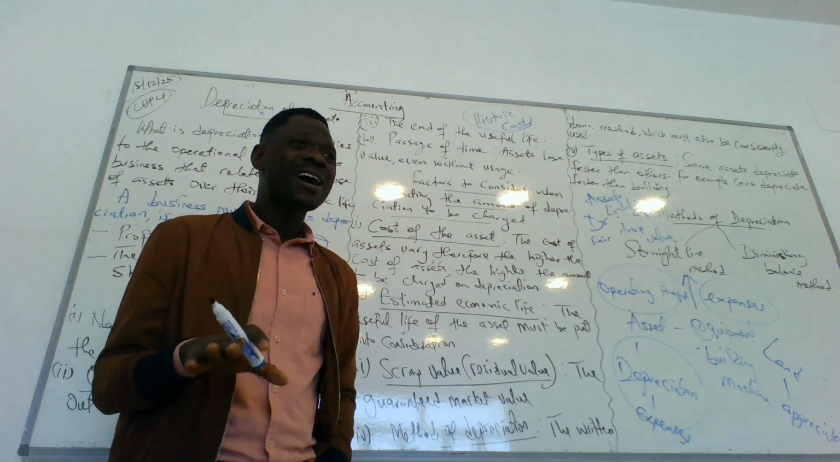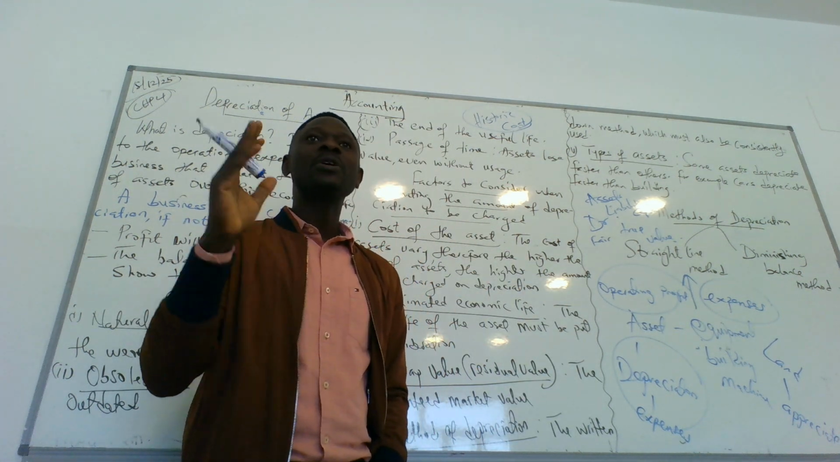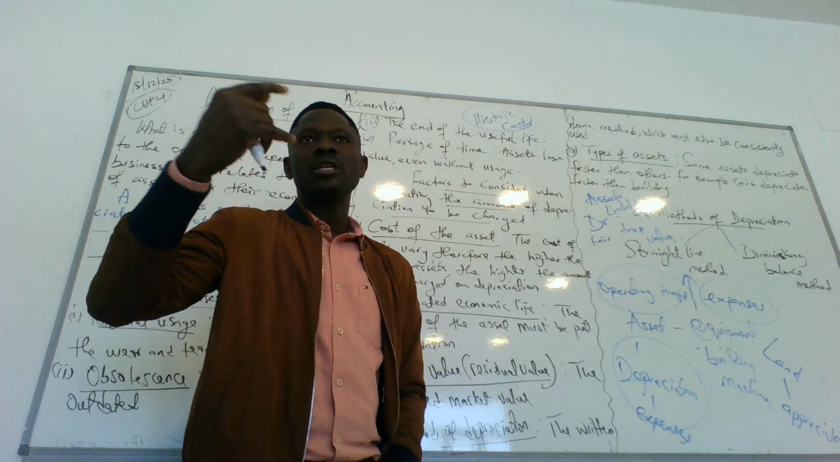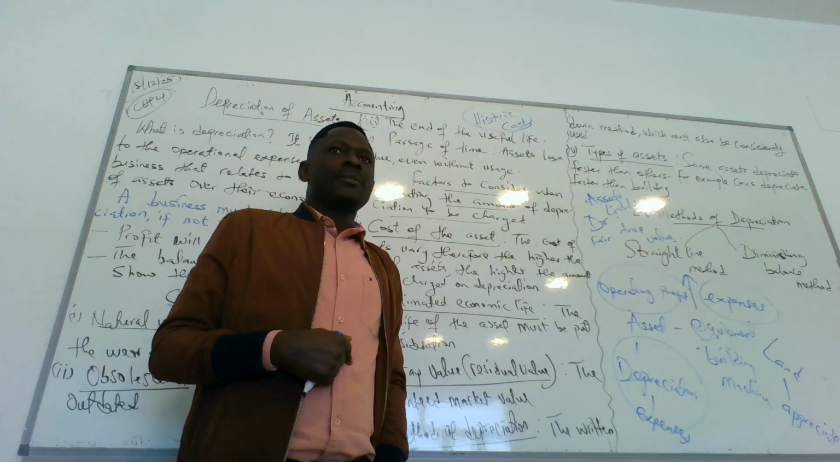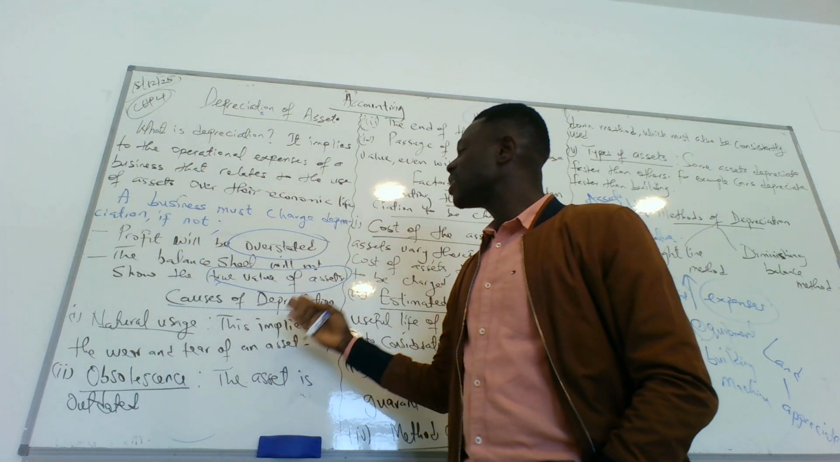So land doesn't have depreciation. Land is part of your asset. You calculate it, but there's no depreciation about land. But whatever is on land will depreciate. Do we get it? Any question up to now? Good. So what are the causes of depreciation?